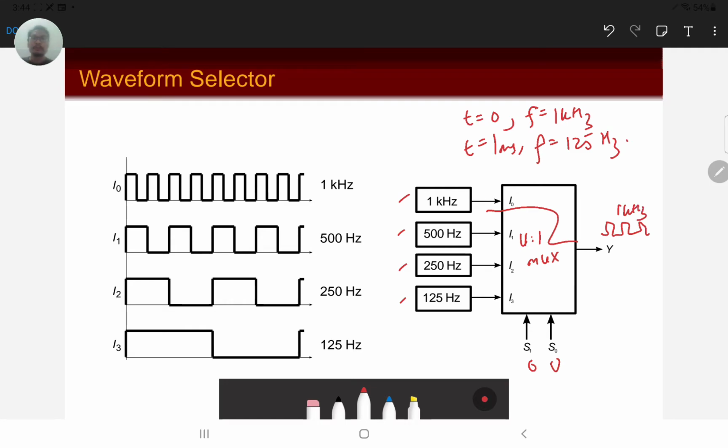Okay, we apply this at time 0, and then at time 1 millisecond, we are going to apply a different signal. Let's say 1, 1. So this is at t equals 0, and here is at t equals 1. We apply 1, 1, which is going to take the 125 hertz signal. It's a slower signal. So essentially what the multiplexer does is select a particular input and send it to the output.